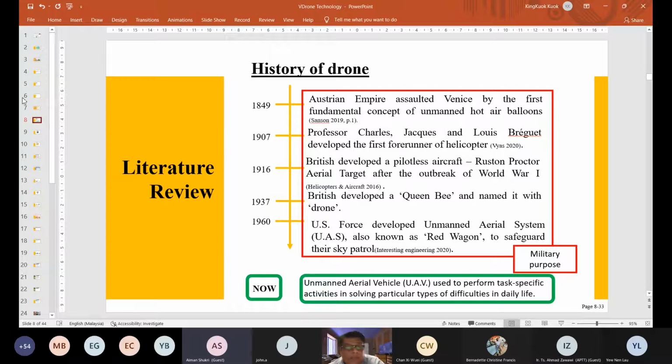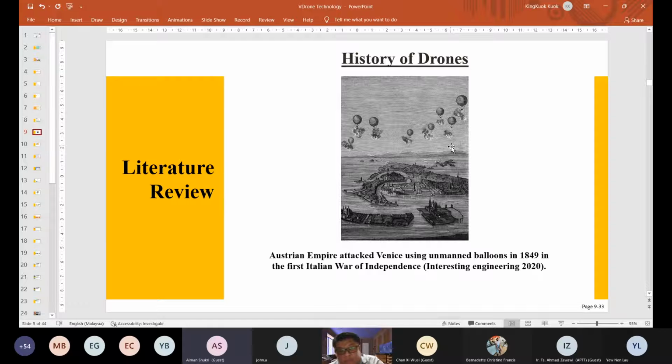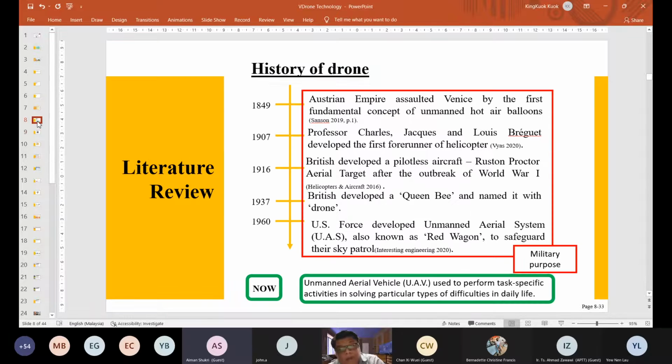Okay, is it very hard to imagine? Then I have a picture to share with you. This is how it looked. The bomb is tied to the hot air balloon, and it flies from Austria towards Venice, and by the time it reached Venice, the bomb would drop and the area would be bombed.